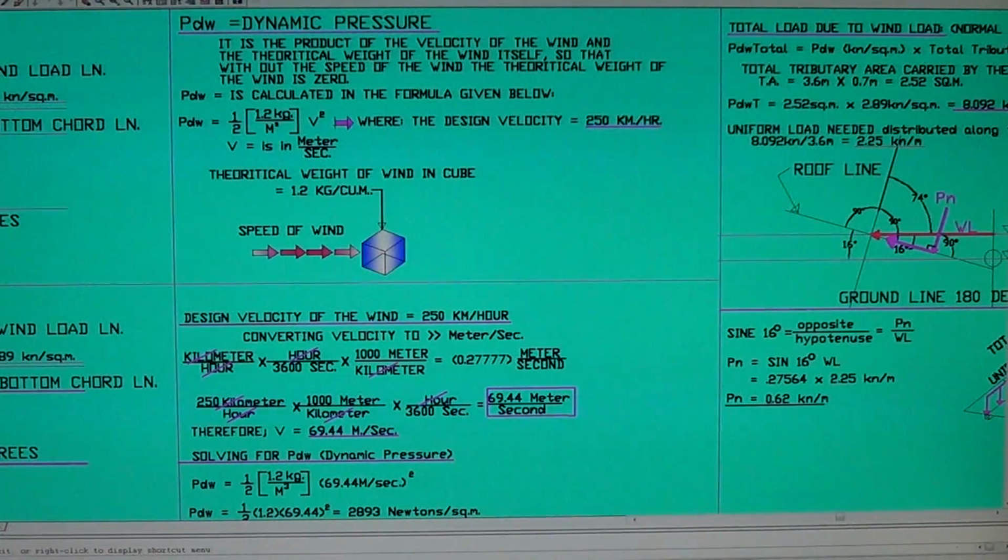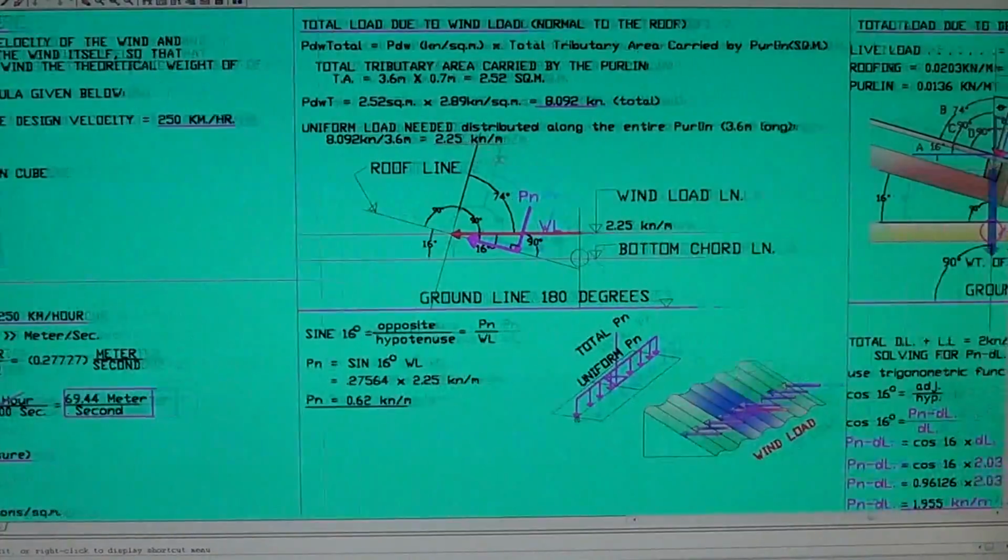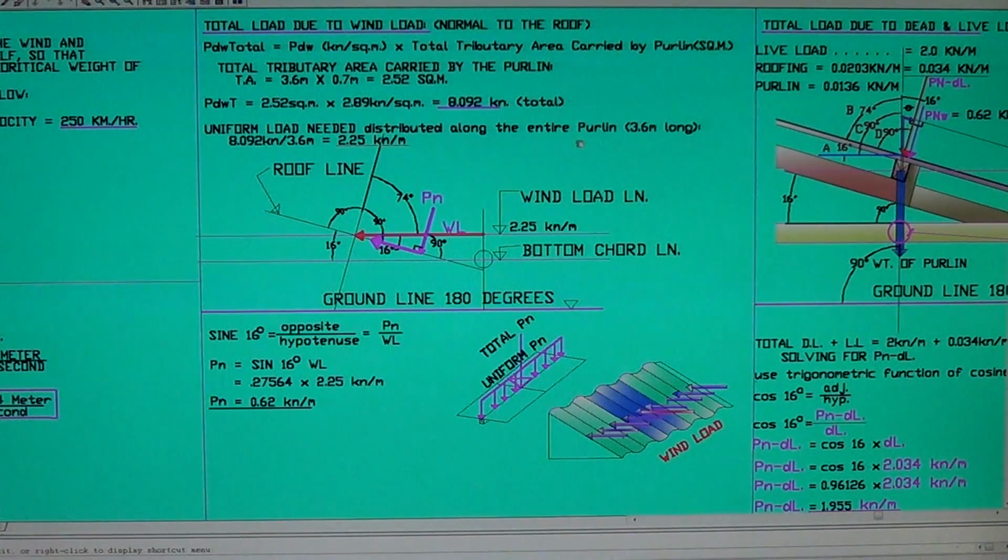Okay, we're done with that dynamic pressure, and we are here. So that's the PN, the W right there, the wind load, 16 degrees. These three lines here, the ground is always the reference for wind loads. Okay, the ground, the top chord, and the wind loads, they are in the same horizontal plane, three of them.